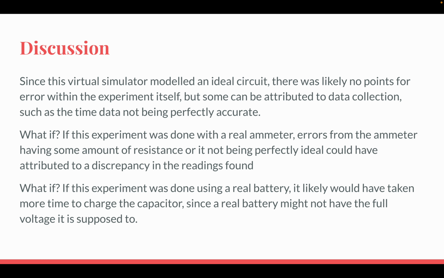And for the second what-if question, if the experiment was done using a real battery, it likely would have taken more time to charge the capacitor, since a real battery might not have the full voltage it is supposed to.